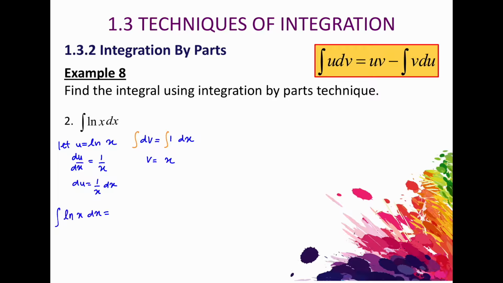So we have uv, which is x ln x, minus the integration of v du, which is x times 1/x dx. So that gives us x ln x minus the integration of 1 dx. And then finally we have x ln x minus x plus c.